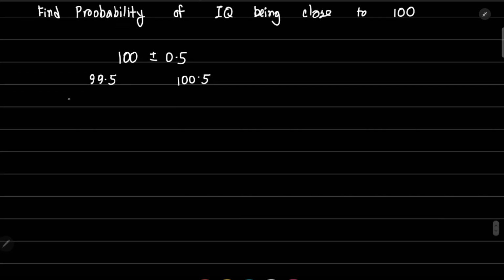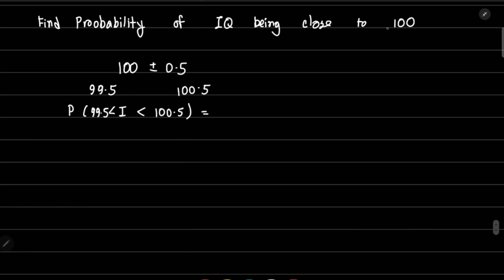In this case, we are finding the probability of the IQ value falling between 99.5 and 100.5. We have to find this. We know how to find this, but we would be thrown off by this question at first if we didn't know the steps to follow.